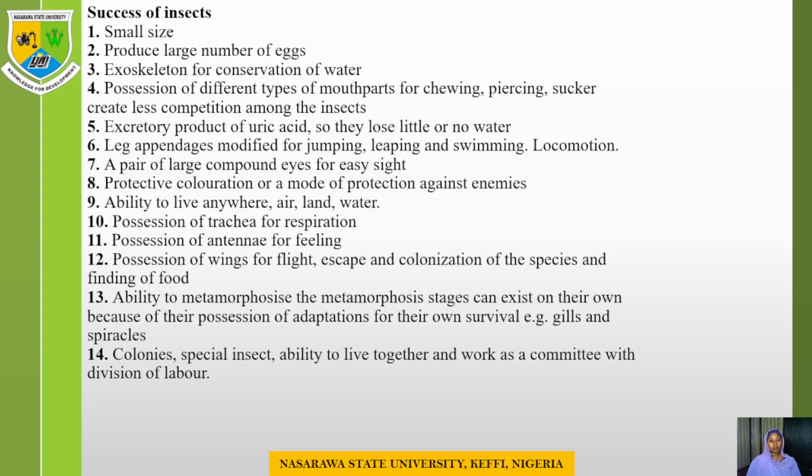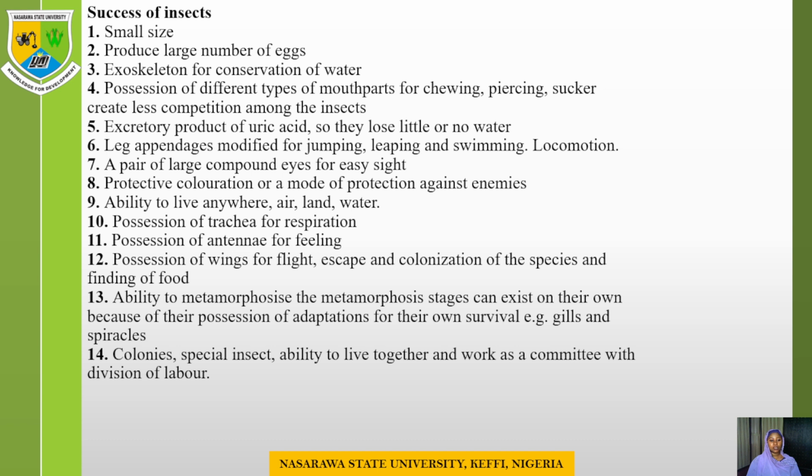Why are insects successful? Probably because of their small size, or because they produce a large number of eggs, or they have an exoskeleton for conservation of water, or they possess different types of mouthparts for chewing, piercing, and sucking, which create less competition among the insects, or because they have excretory products of uric acid, so they lose little or no water. Insects are also successful because they have leg appendages modified for jumping, leaping, swimming, and locomotion. They also have a pair of large compound eyes, which are made for easy sight.